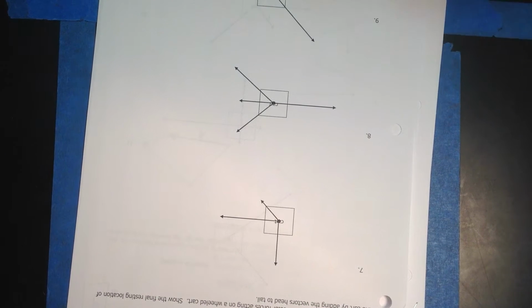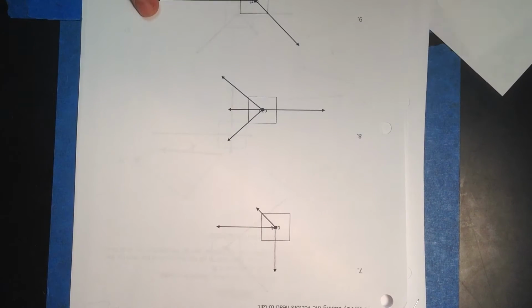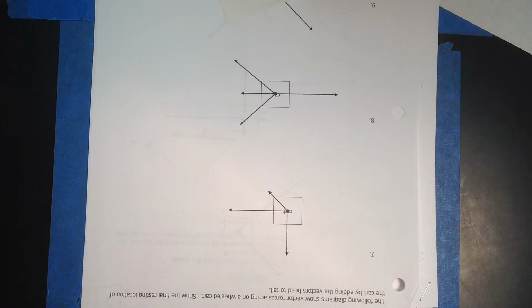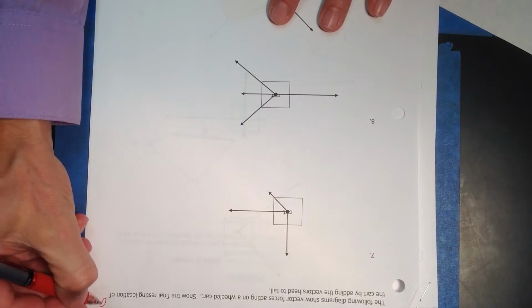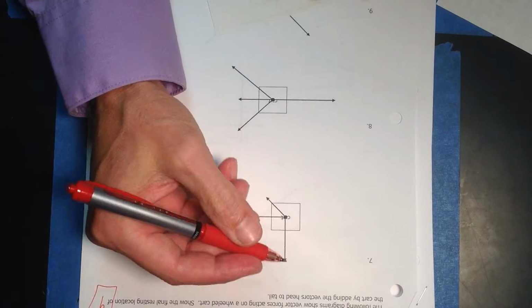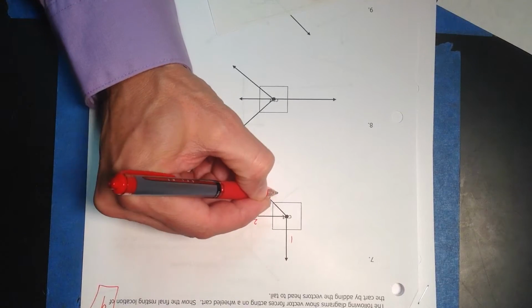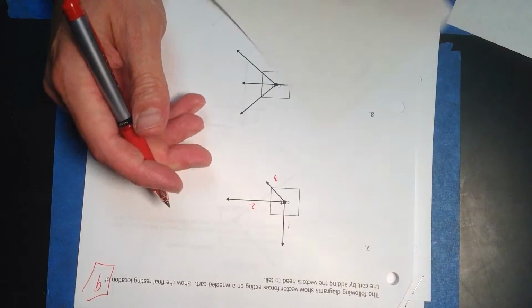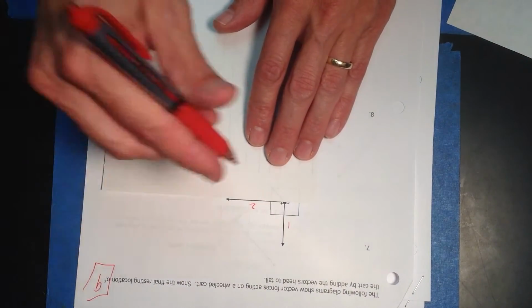Alright, here we go. This is how we're going to do the cart problems with the vectors. So, this is sheet number 9, and this is 7. Let's say 1, 2, 3. I'm going to add them in that order. I can leave 1 right there, and this is like an example in class of using the cart.